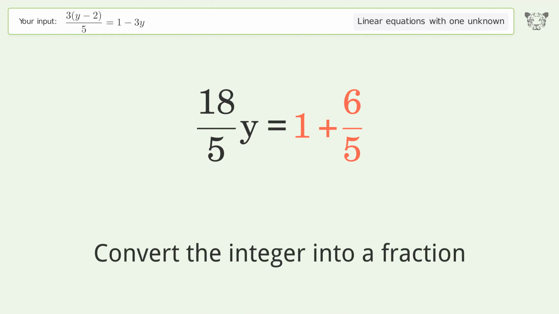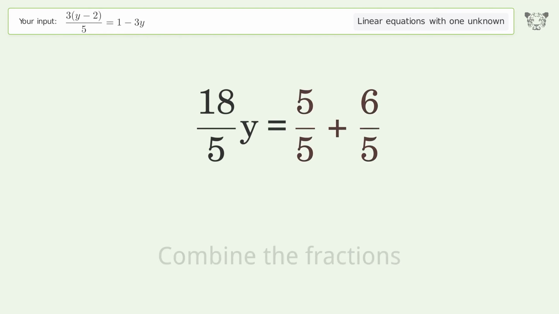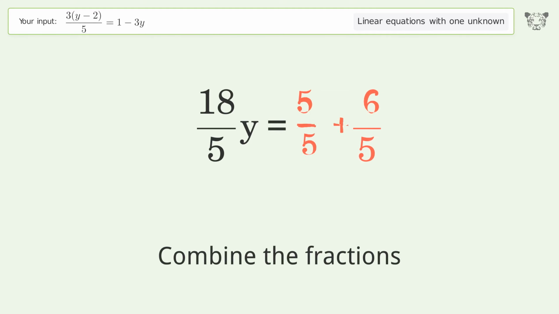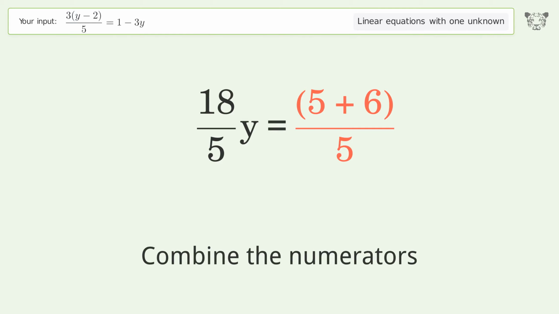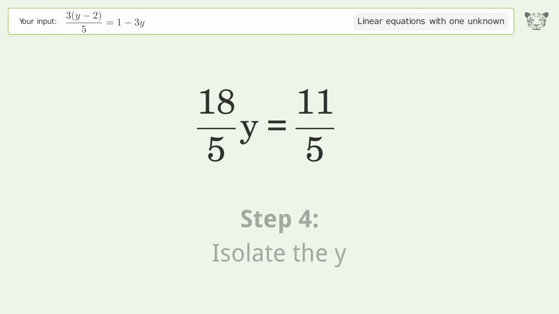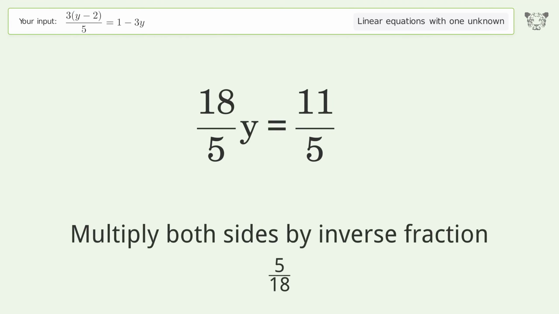Convert the integer into a fraction. Combine the fractions. Combine the numerators. Isolate the y. Multiply both sides by inverse fraction 5 over 18.